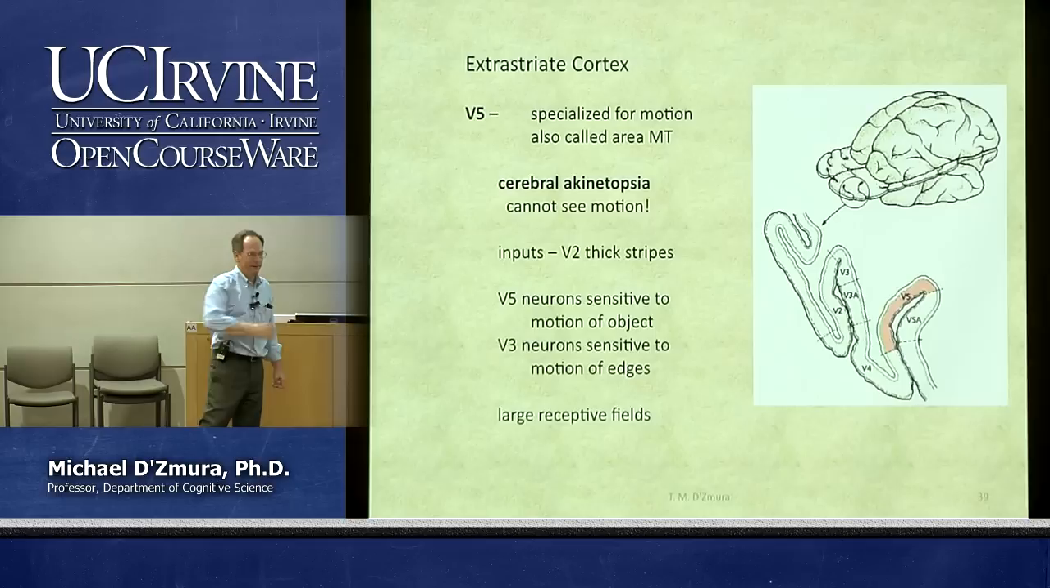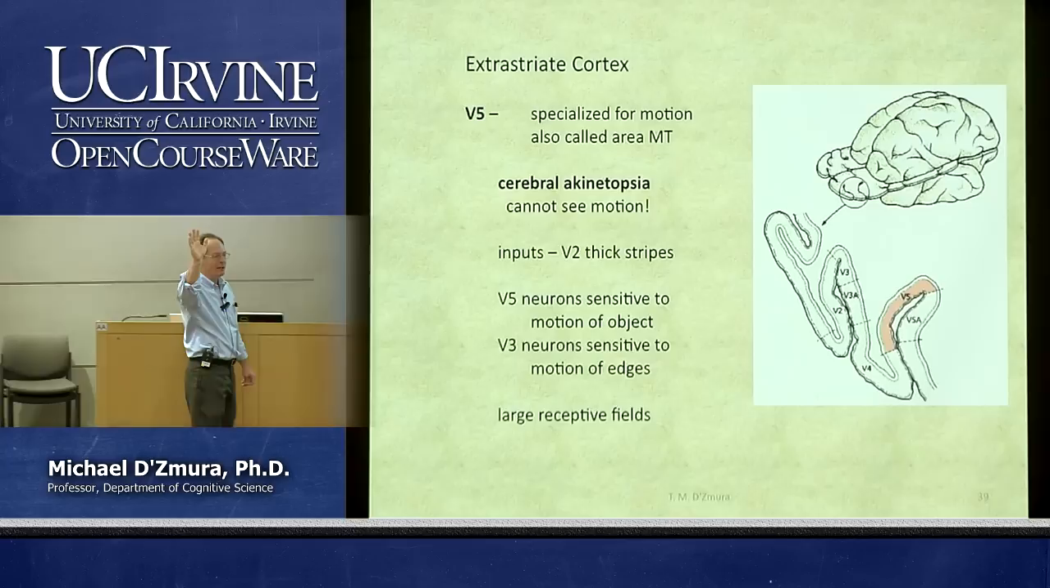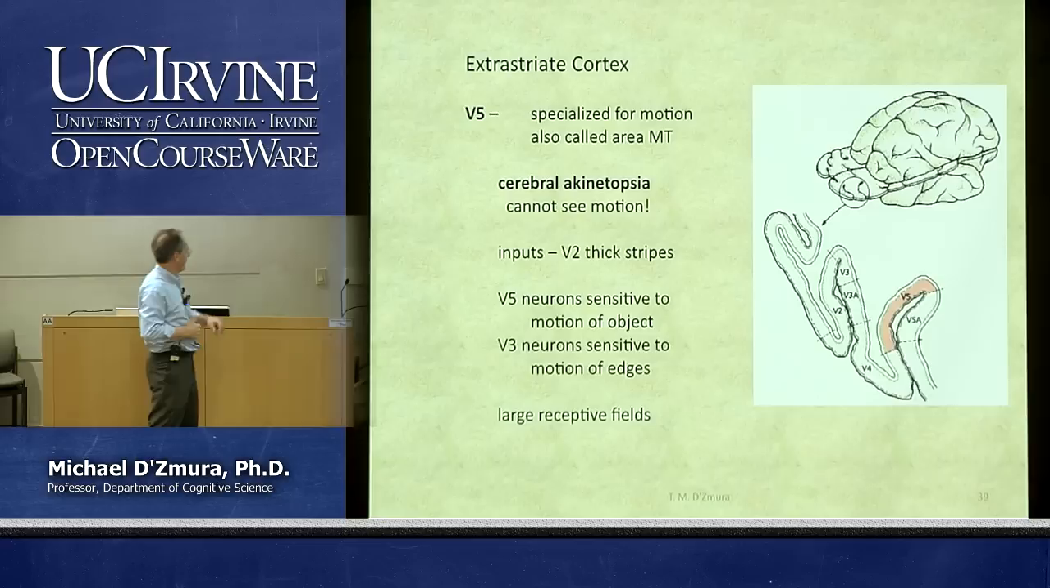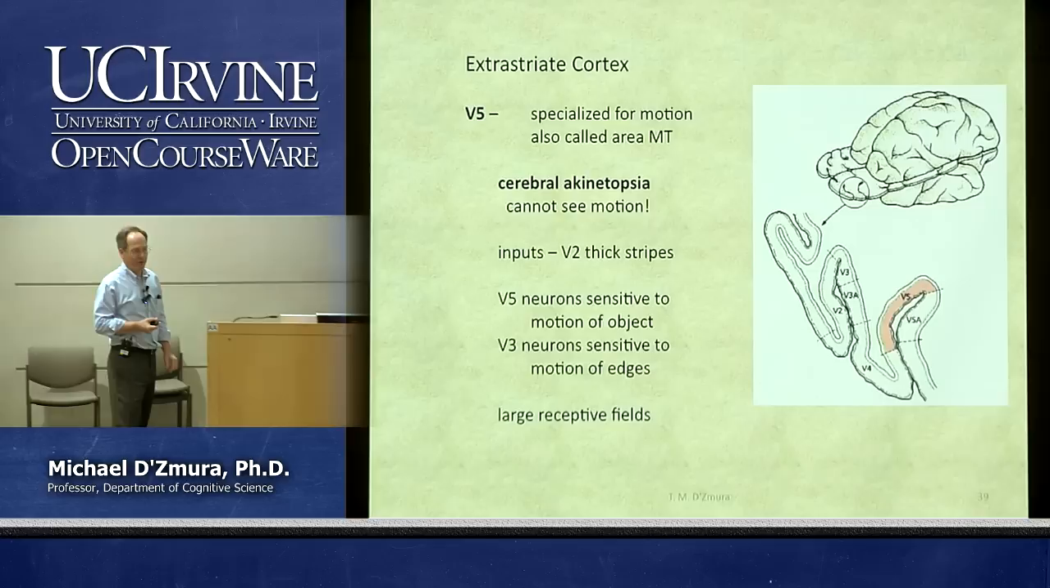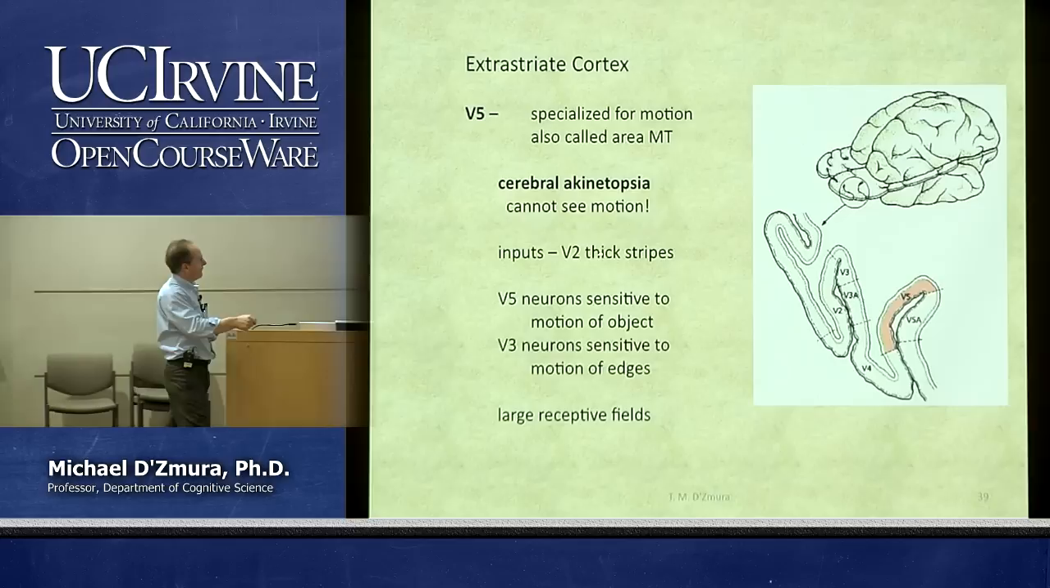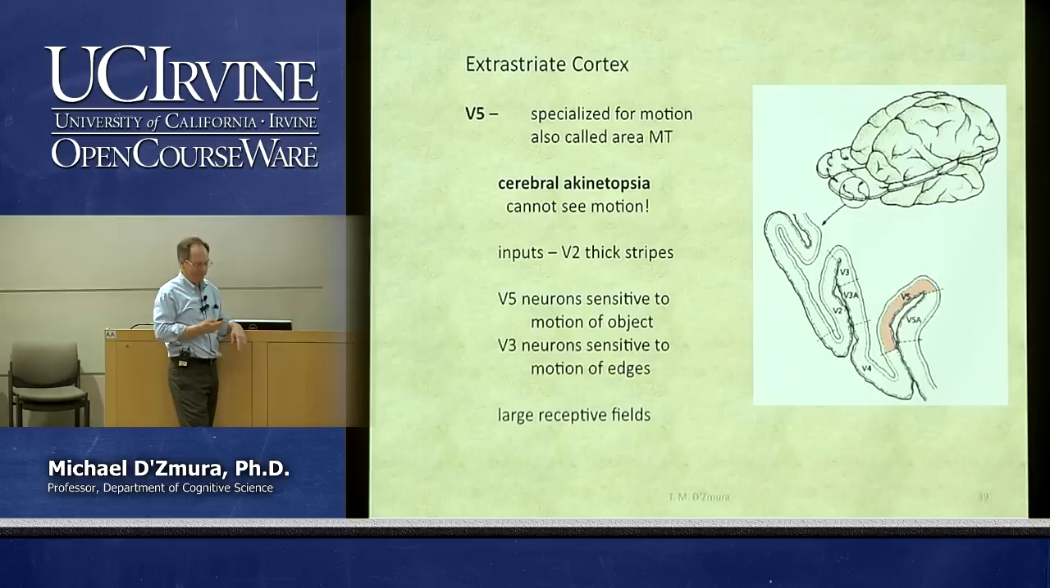It's as though you're seeing a really, really early movie where there weren't enough frames each second, and that's what a person with cerebral akinetopsia sees. No smooth motion. So again, we have neurons with fairly large receptive fields, and these are very sensitive to motions of things. They receive their inputs from V2 thick stripes, and we know that these receive inputs from the magnocellular pathway neurons in primary visual cortex.